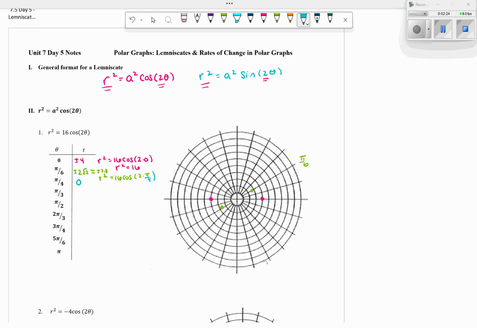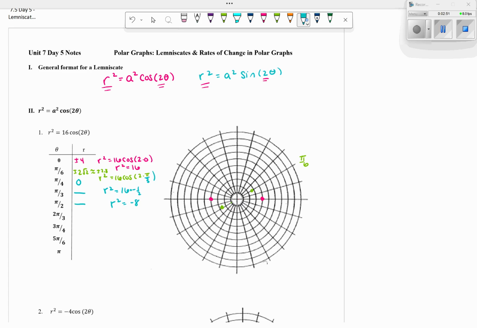What happens if we plug in pi over 3 then? So if I plug in pi over 3 for theta, then we get 2 pi over 3. Well, the cosine of 2 pi over 3 is negative 1/2. So r squared equals 16 times negative 1/2, which is negative 8. So r squared equals negative 8. But what happens when you take the square root of a negative number? It gives you imaginaries. So this one's not going to give us an answer.